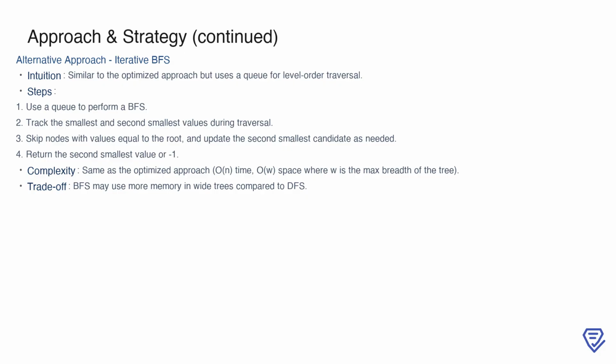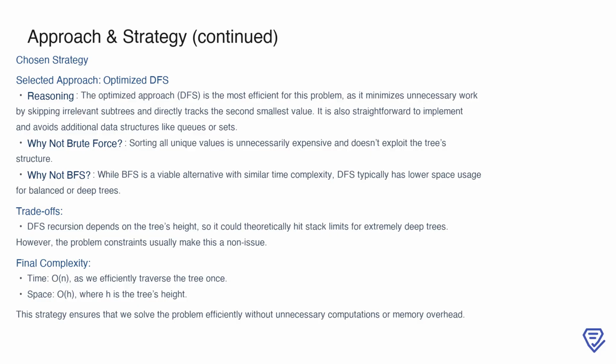After evaluating the various approaches, the optimized DFS strategy stands out as the most efficient and practical choice for this problem. By skipping unnecessary subtrees and directly tracking the second smallest value, it minimizes computational overhead while remaining straightforward to implement. Unlike the brute force approach, it avoids the costly sorting step and leverages the tree's structure to reduce the work required. While BFS is a viable alternative with similar time complexity, DFS typically has lower space usage in the case of balanced or deep trees, making it a better fit in most scenarios.